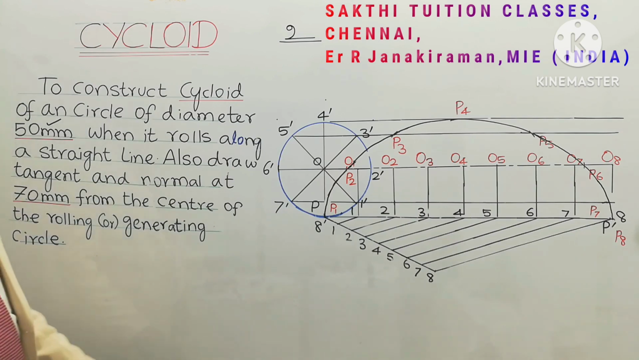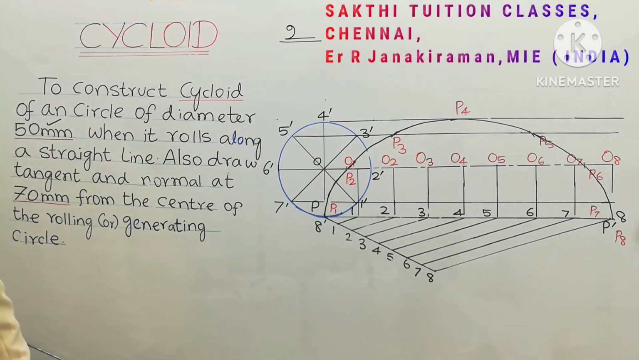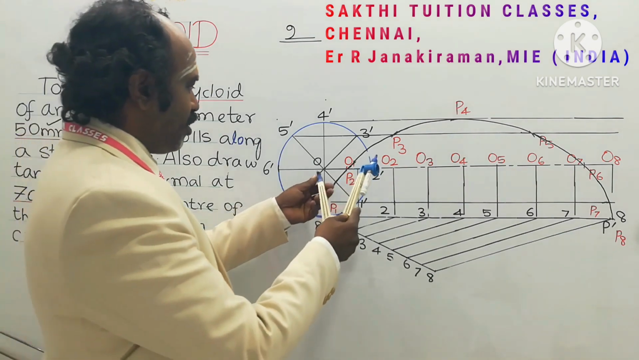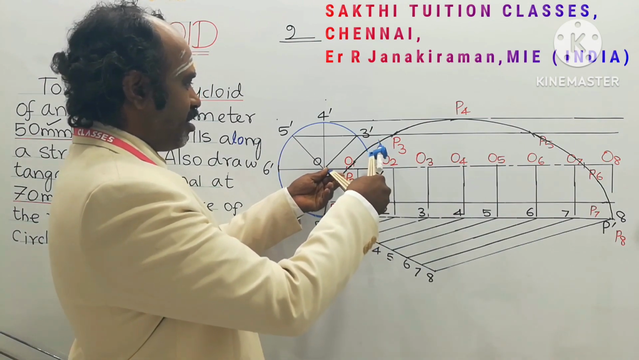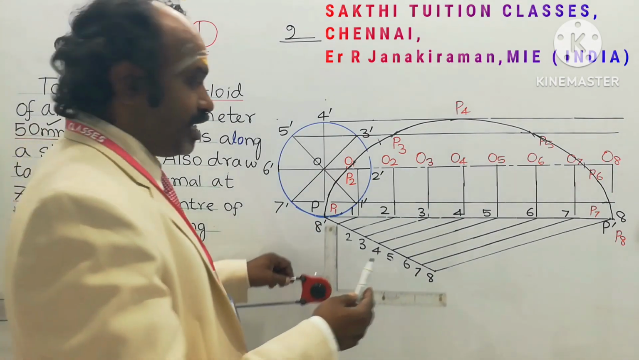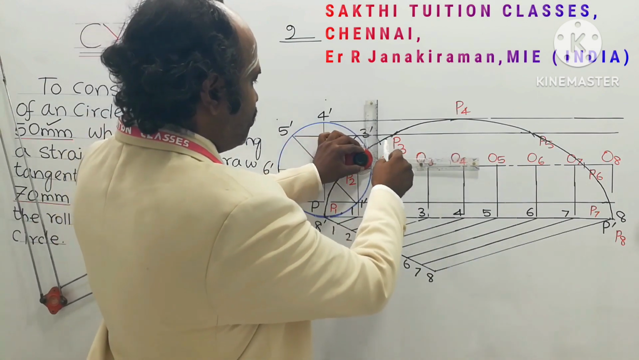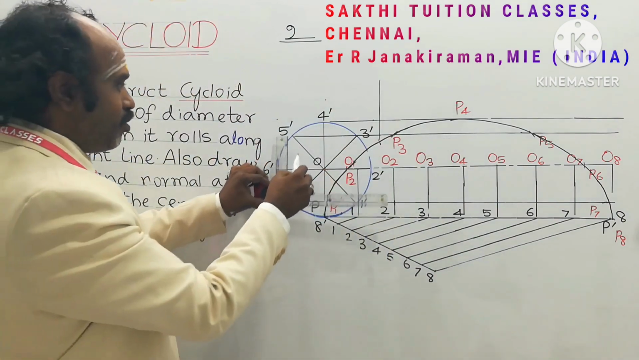So locate the point 70 mm from the center of the circle. So take the distance 70 mm in your compass. 70 mm means 7 centimeters taken in the compass. Okay. So from the center of the rolling circle, you cut an arc on this cycloid. Okay, it cuts here. So this distance is marked as 70 mm. So take a drafter scale. Let me dimension this. So this distance is from the center of the circle. This is the center of the circle marked as O.